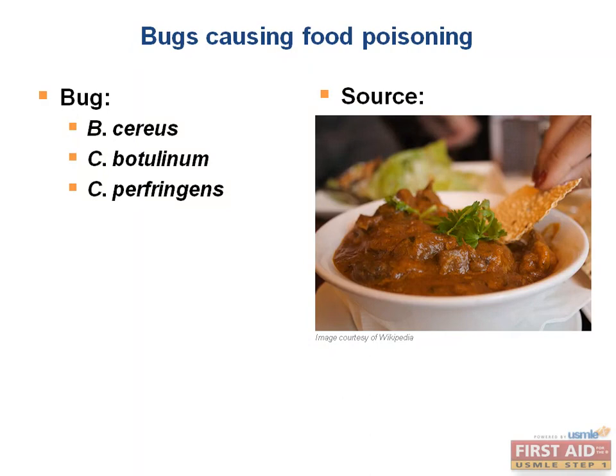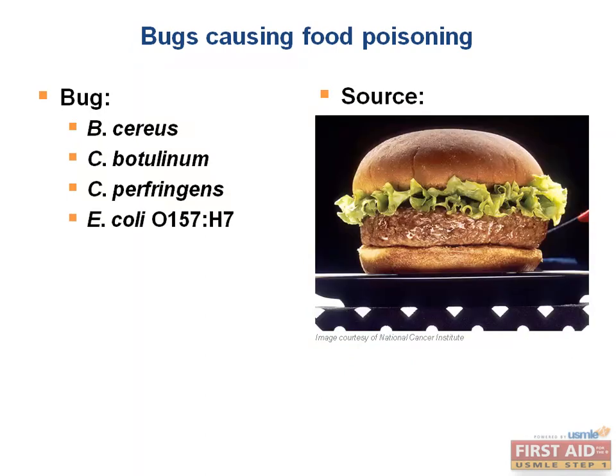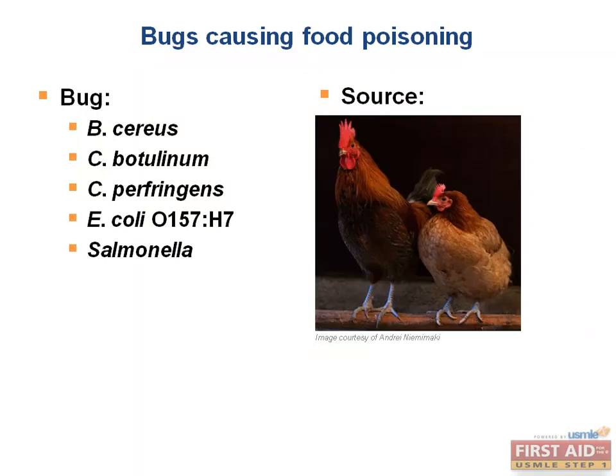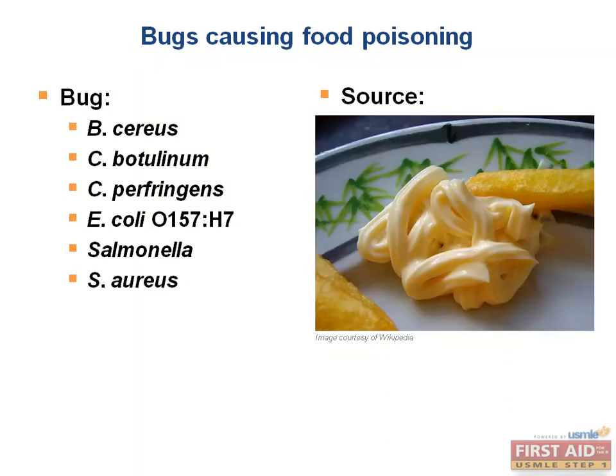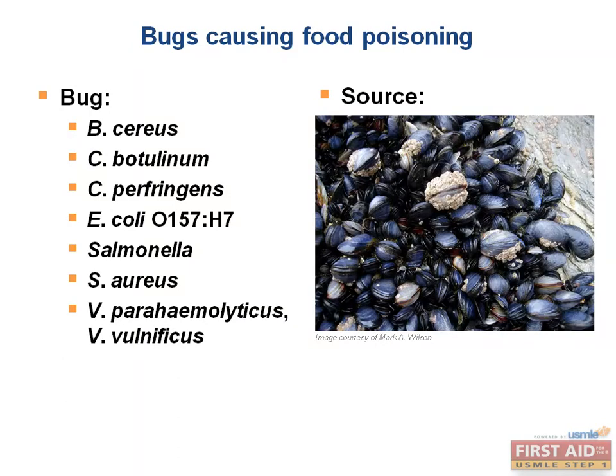Reheated meat dishes and meat pies can contain Clostridium perfringens. Undercooked meat can be responsible for E. coli 0157H7 infection, which is enterohemorrhagic E. coli. Undercooked poultry, meat, or eggs can all cause salmonella. Patients who have recently eaten meats, mayonnaise, or custard may be infected with Staph aureus. Patients who get food poisoning from contaminated seafood are often infected with Vibrio parahemolyticus or Vibrio vulnificus.